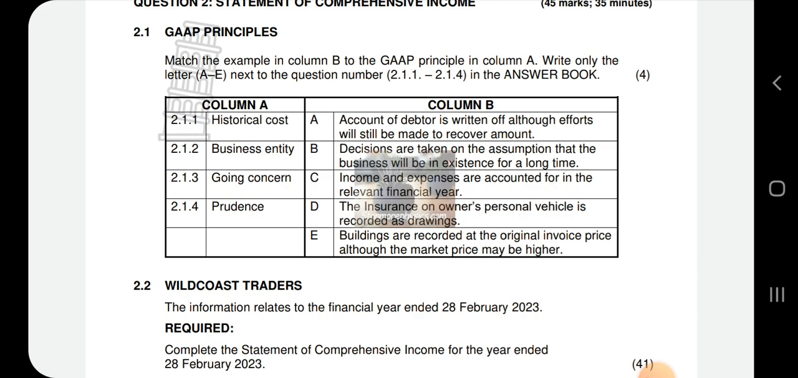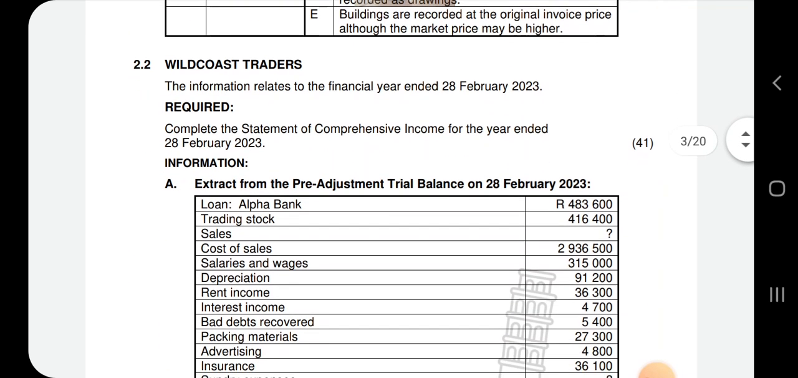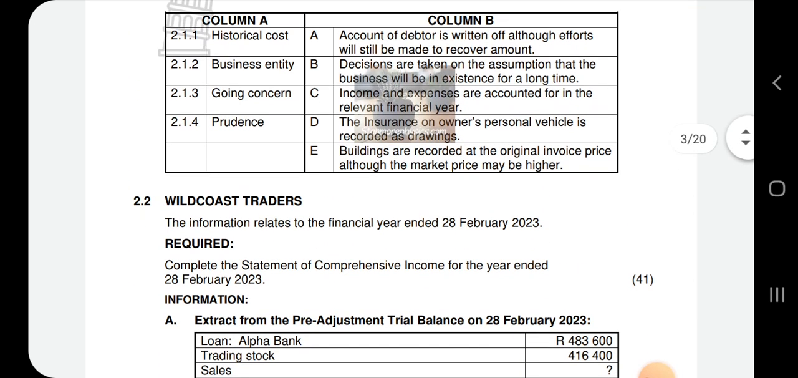So let's see which one matches with prudence. Number A, account of data is written off, although efforts will still be made to recover amount. Yes, that's prudence. So prudence is that every transaction is recorded in its original financial year. So we have it: for 2.1.1 it's E, for 2.1.2 is D, for 2.1.3 it's B, and for 2.1.4 it's A.